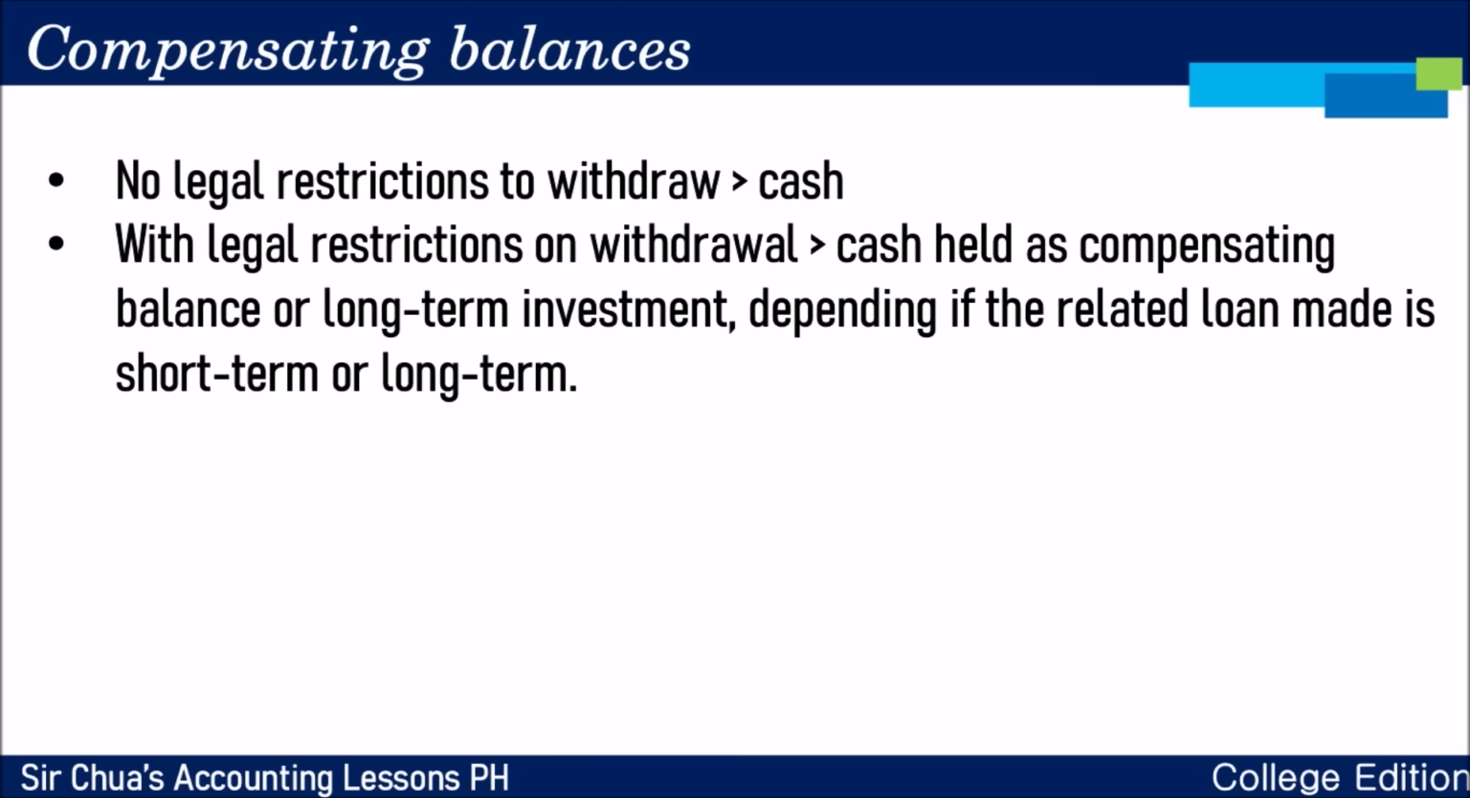You will look at the loan related to the compensating balance. If the related loan on the compensating balance is short-term, then you report it as a current asset with the account cash held as compensating balance. However, if the related loan is long-term, then the compensating balance would also be classified as a long-term investment. So it depends whether the loan is short-term or long-term. Okay? That's where you will be putting it. If it's short-term, then it's cash held as compensating balance. If it's long-term, then it's a long-term investment.